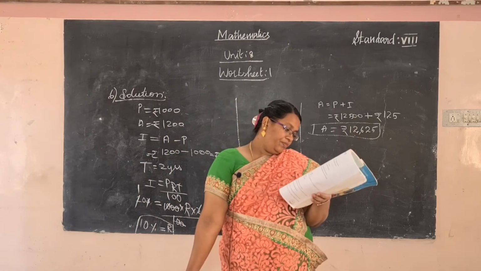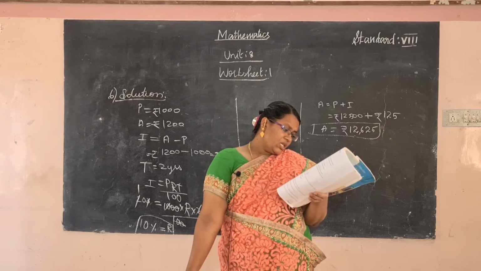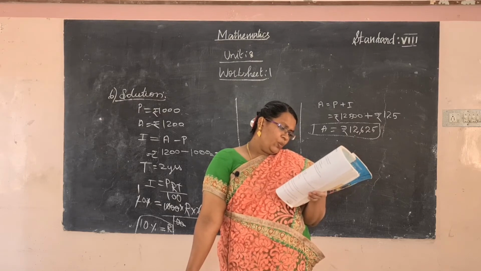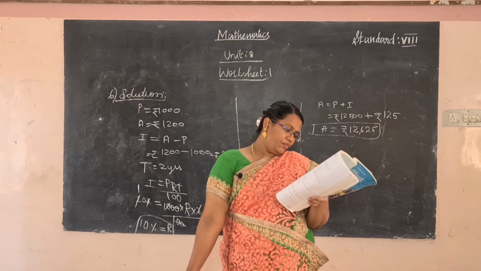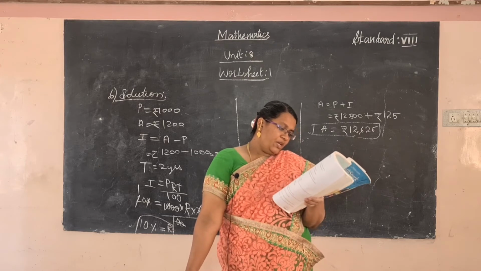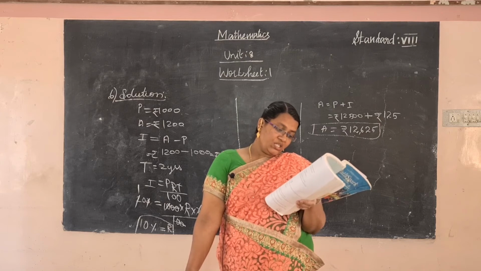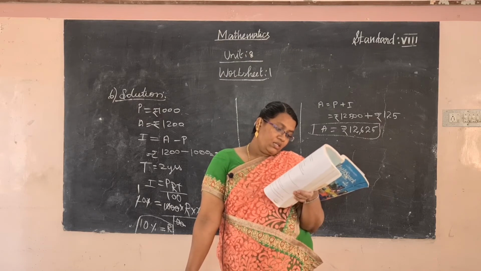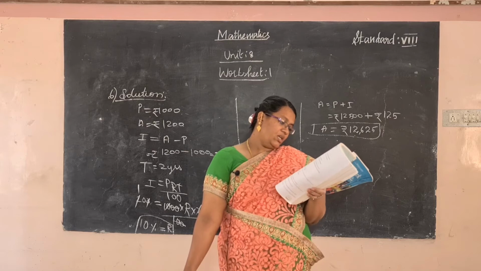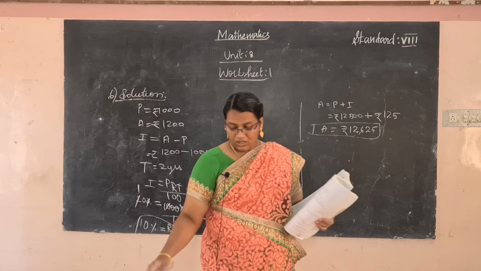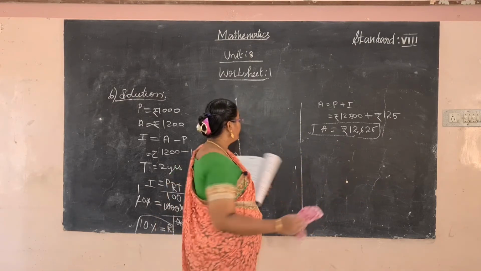Find the time period when 600 amounts to rupees 840. Okay, so principal amount is 600, the amount is 840 at 2% per annum. So simple interest, 2% per annum, the simple interest. So here also the same model. Okay.